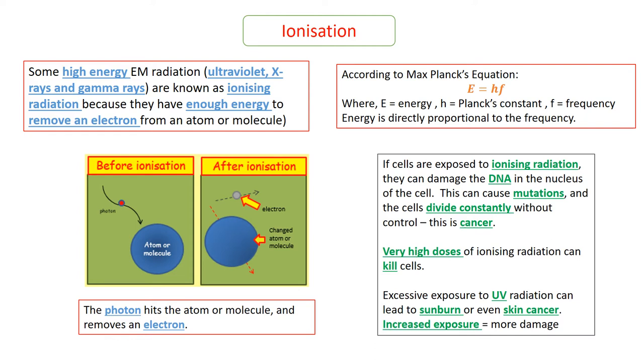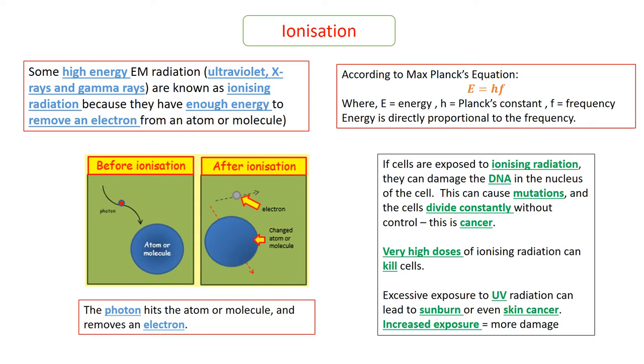It means when you are continuously exposing yourself to ultraviolet radiation, then the excessive exposure of ultraviolet radiation can cause sunburn to your skin or causes skin cancer. So it means that there is a simple philosophy that increased exposure of ionizing radiation means more damage to yourself or to your environment.